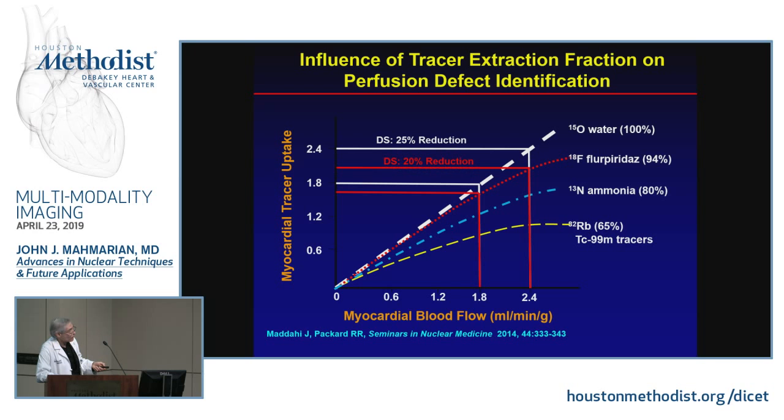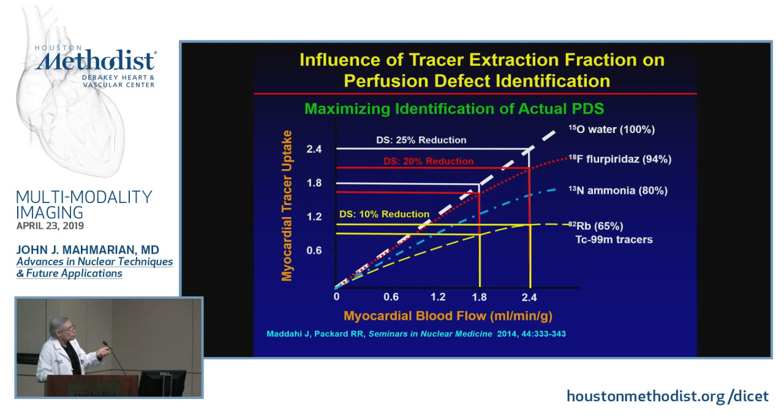And then let's take it a step further. Let's look at rubidium and technetium agents. Now, 1.8 is going to be lower here as well as 2.4 here, and now you're going to see less of a disparity between normal areas and abnormal areas because of this rollover along the curve. And now you're going to be even less likely to estimate the true size of any perfusion defect you see.